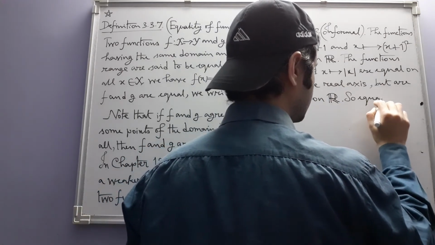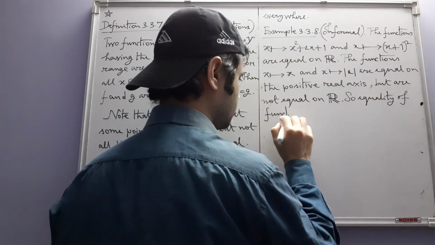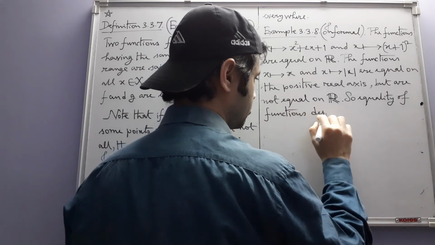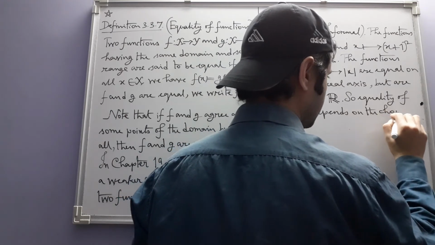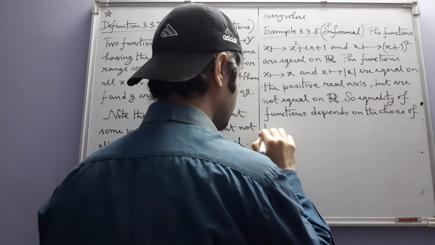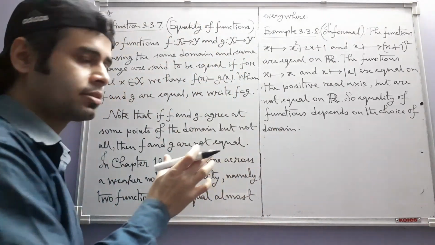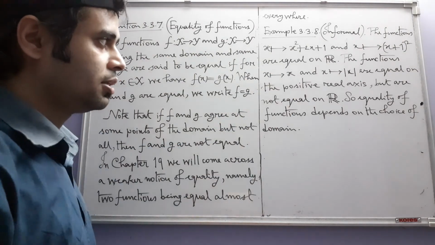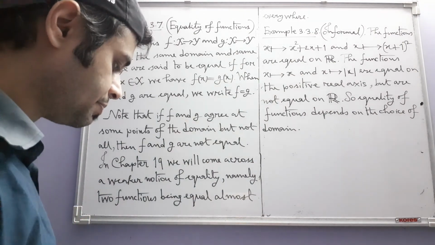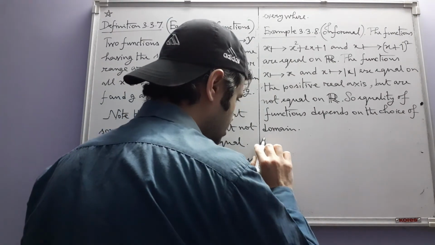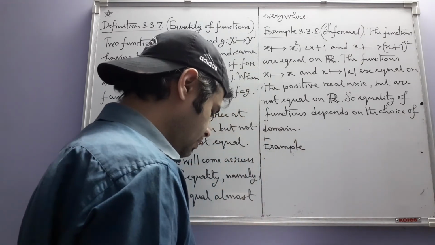So equality of functions depends on the choice of domain. Sometimes if the domain is properly restricted, then the functions turn out to be equal. But if it's too large, they may not be equal. So it depends on the domain. Okay, then this example is something of a triviality, but nonetheless it's important.